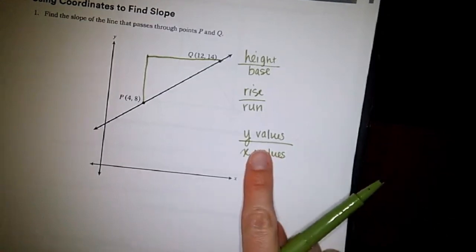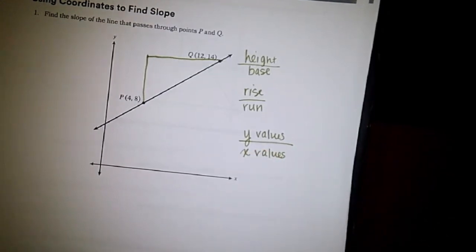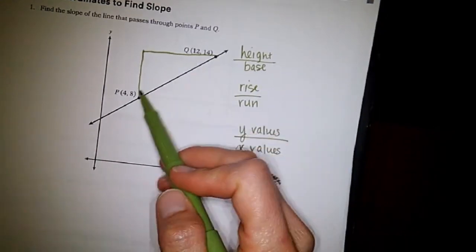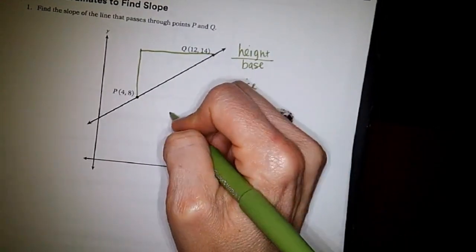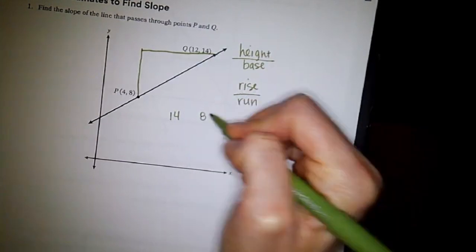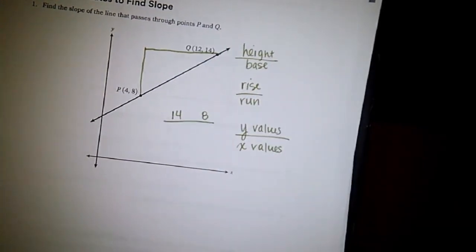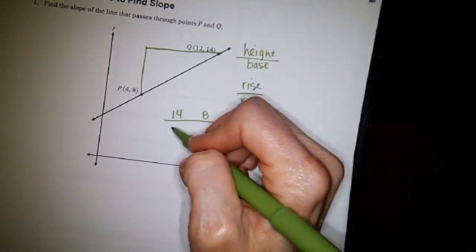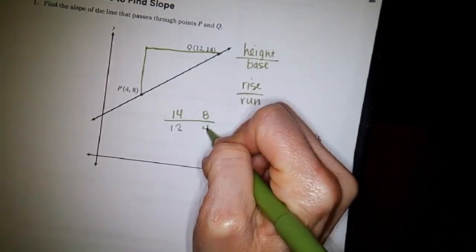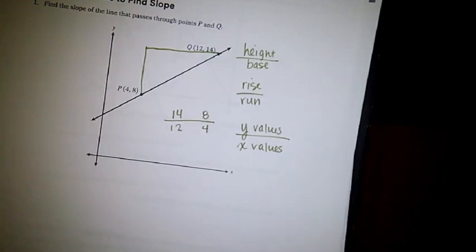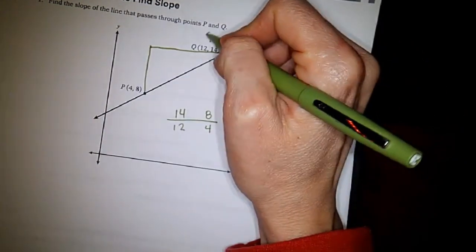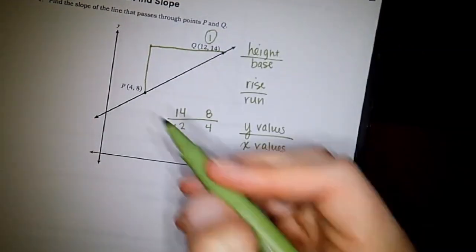And if we're trying to find the y values, what two y values do we have? 14 and what? 8. Okay, so we have a 14 and we have an 8. And what x values do we have? 12 and 4. So you know what Ms. Gode did? I just picked the first one and the second one.